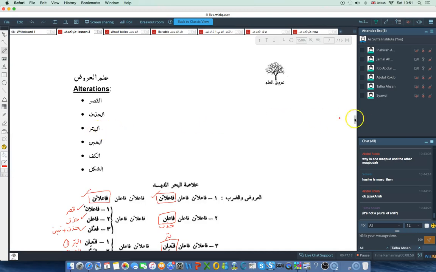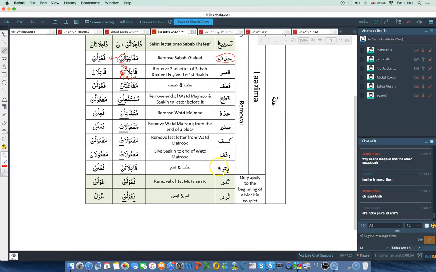Okay, and then we have batar. So batar, let's look at what batar is. So batar is hadaf plus qata. So it's a combination of these two things. So hadaf is remove the sabab khafif in its entirety, and qata is remove the end of a watad majmu' and give sakin to the letter before it. Yeah, so qata basically is this. So mustaf'ilun is made up of a watad there. So you remove the nun and you give a sakin to that letter. Yeah, so mustaf'il, and you rewrite it as maf'ulun.